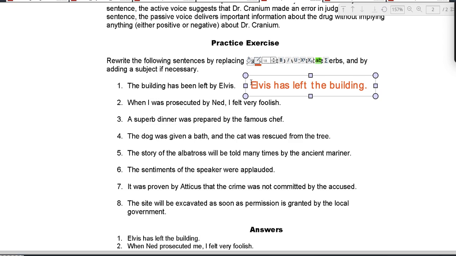This will be active voice. Similarly, here we have to change the object to subject and subject to object. So when I was prosecuted by Ned, again "by" helps us understand that "by Ned" is the actual subject that we have to put in the right place. So we have to put Ned first. So when I was prosecuted by Ned, I felt very foolish.